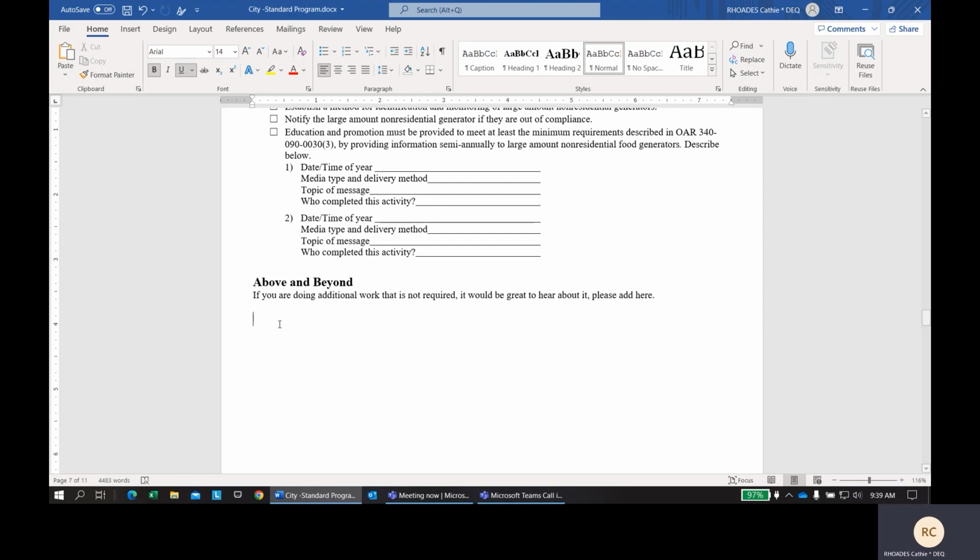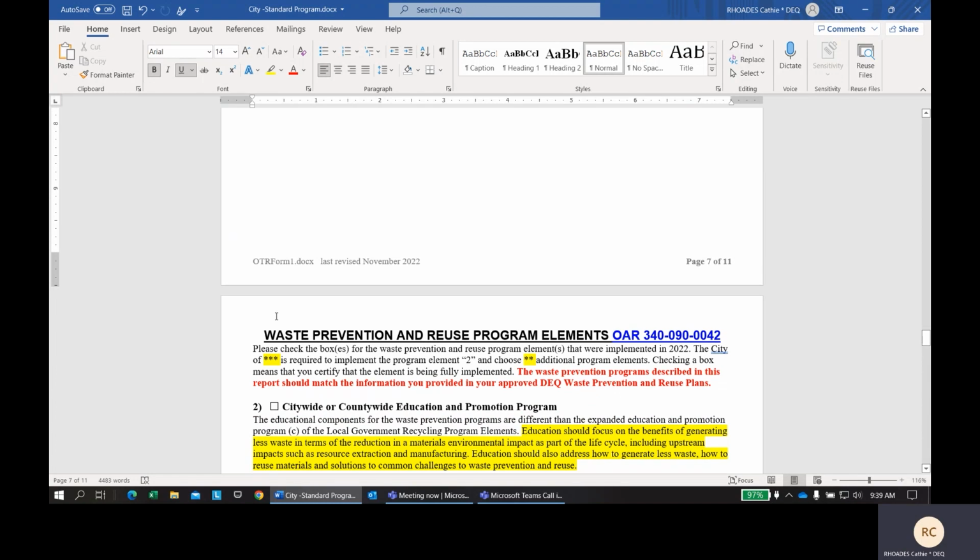That concludes the instructions for the recycling program elements. When you are done completing this form, however, please don't forget to have a city official sign it before you submit it back to DEQ.